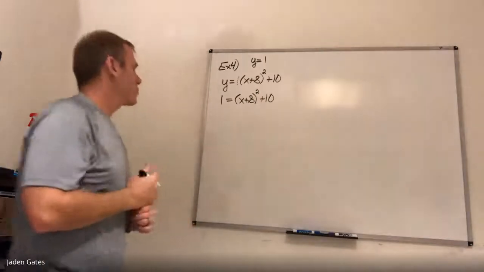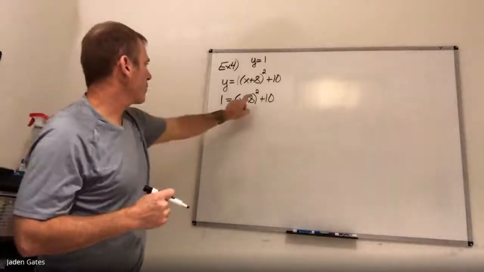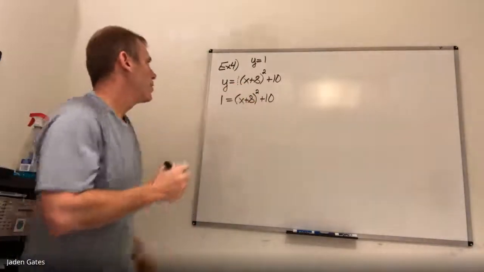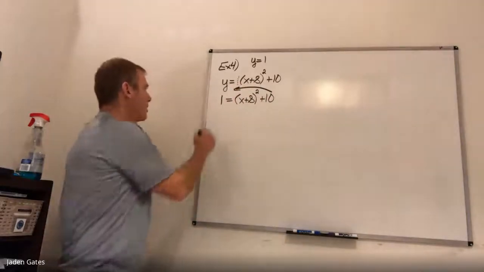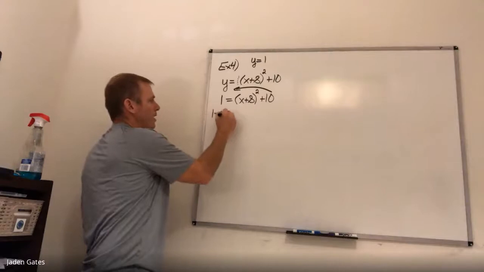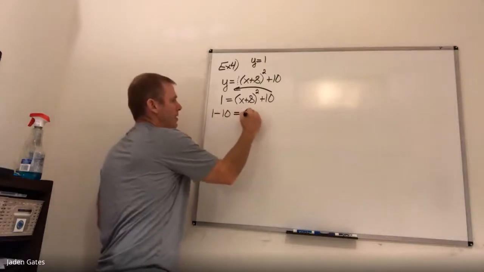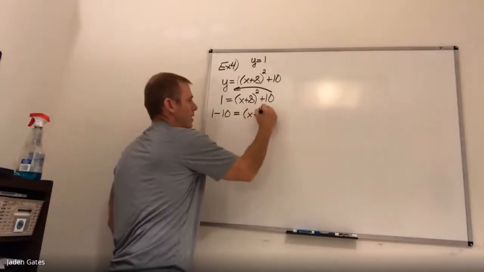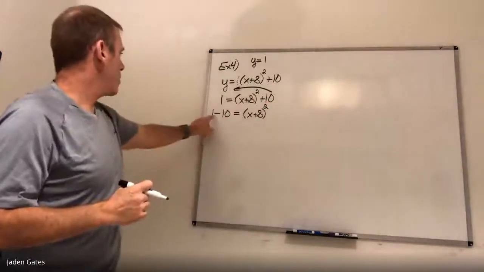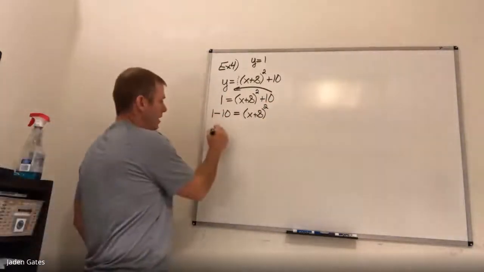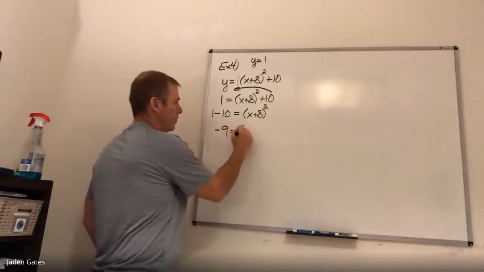All right, so I'm trying to get x by itself, so I've got to get rid of the 8, the little 2, and the 10. Well, again, the 10 is the easiest thing to do, is to move it over. And so I have 1 minus 10 is equal to my (x plus 8) squared. All right, 1 minus 10 is negative 9. Just simplifying things here.